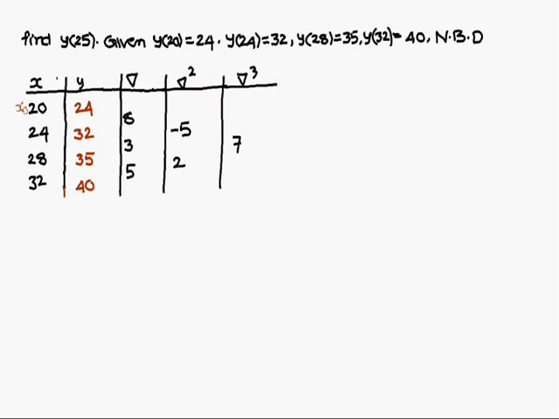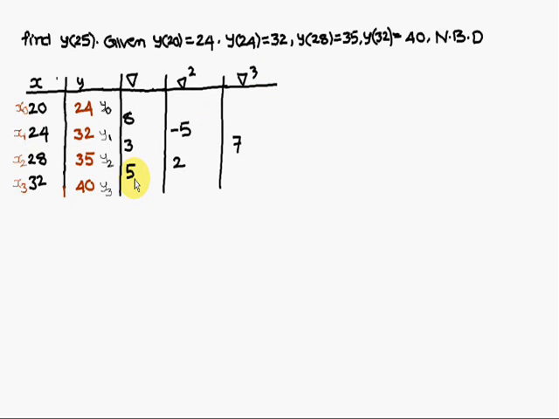Next you have to name the values. This is x0, this is x1, this is x2, this is x3. Similarly these values are y0, y1, y2, y3. So from the start it is x0, x1, x2, x3. Corresponding values are y0, y1, y2, y3.